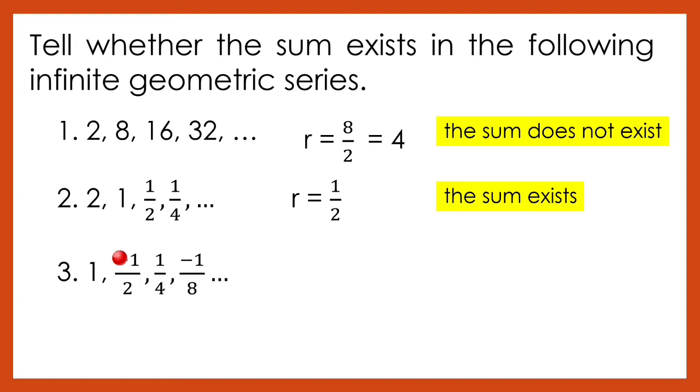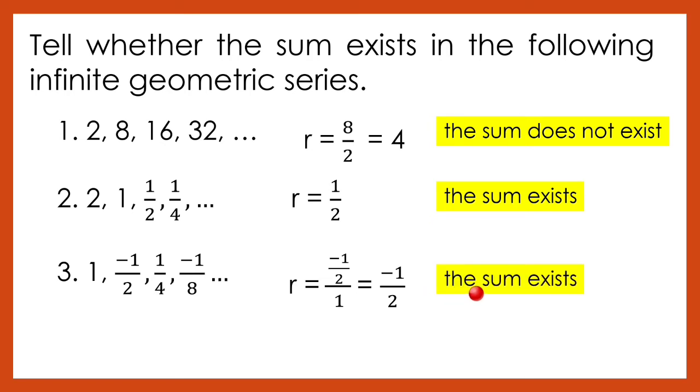Number 3. 1, negative 1 half, 1 fourth, negative 1 eighth. Does the sum exist? Let's get the common ratio. Negative 1 half over 1 is equal to negative 1 half. Ang negative 1 half ba greater than negative 1 but less than 1? Yes. So, therefore, the sum exists.